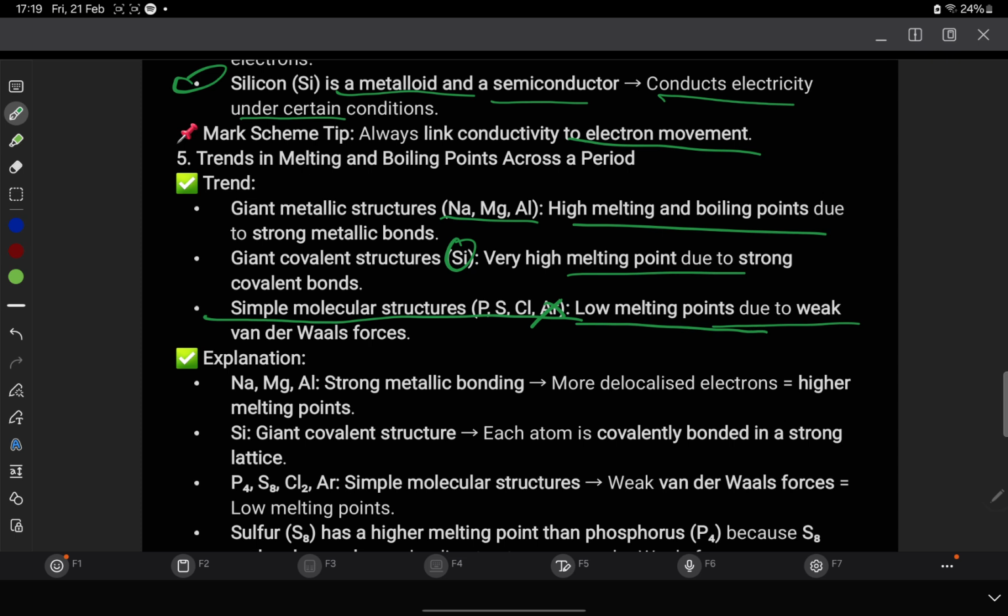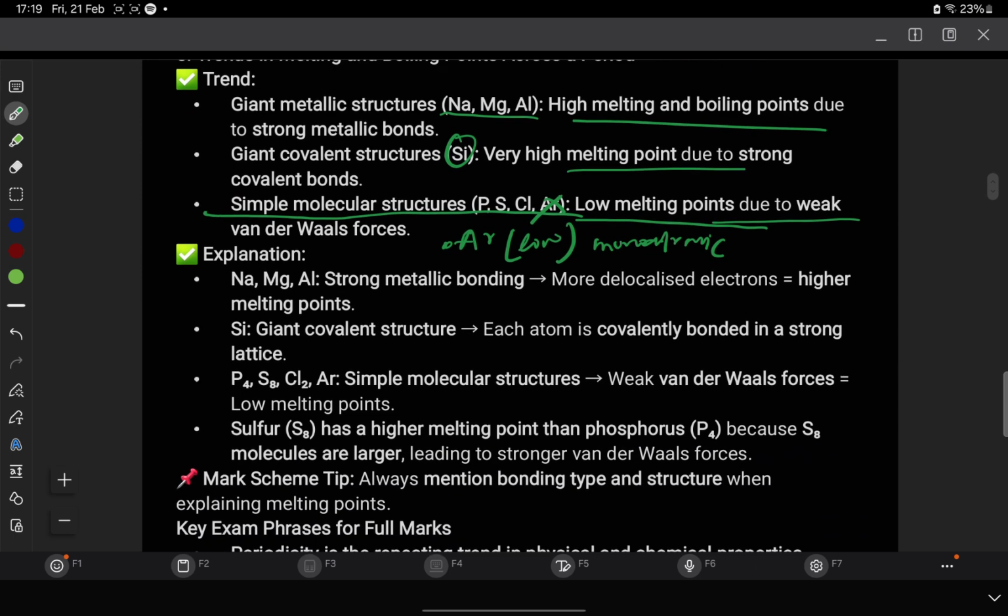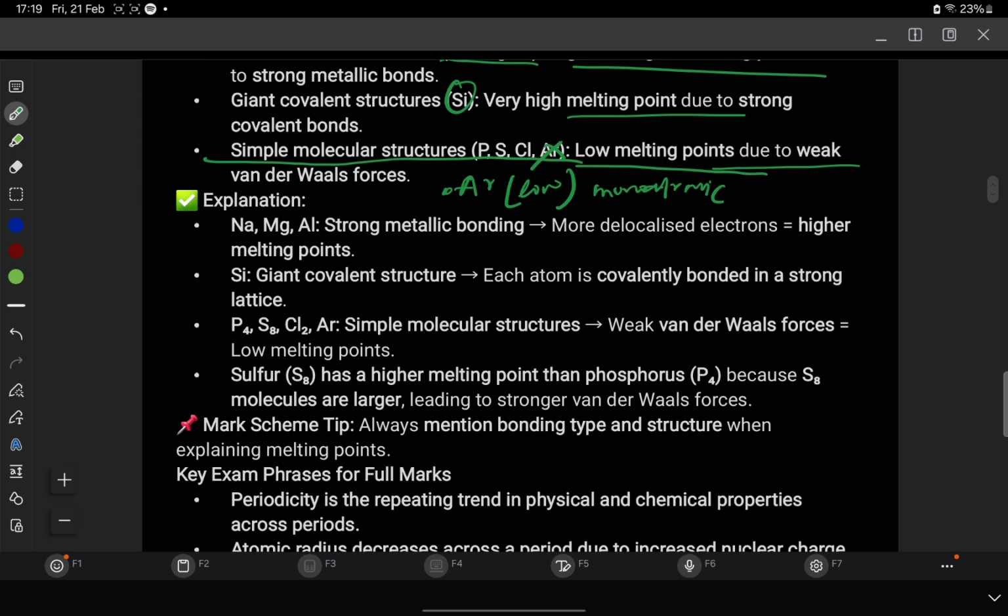Why should I not talk about argon? Because argon has low melting and boiling points, not because of weak van der Waals forces between molecules, but because it is monoatomic. It only has weak van der Waals forces between atoms and it's monoatomic. It does not form any bonds.